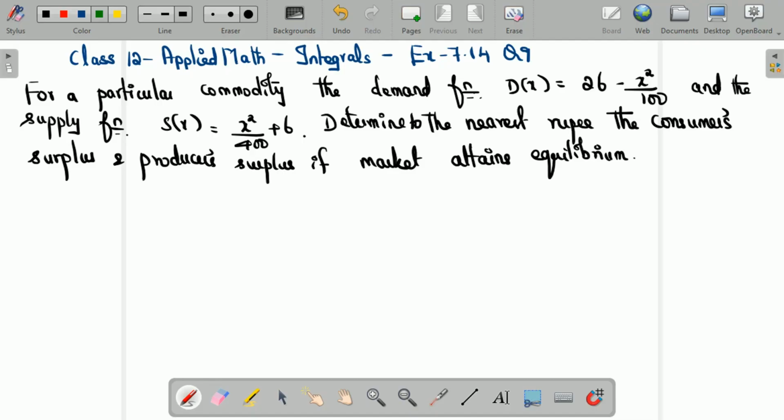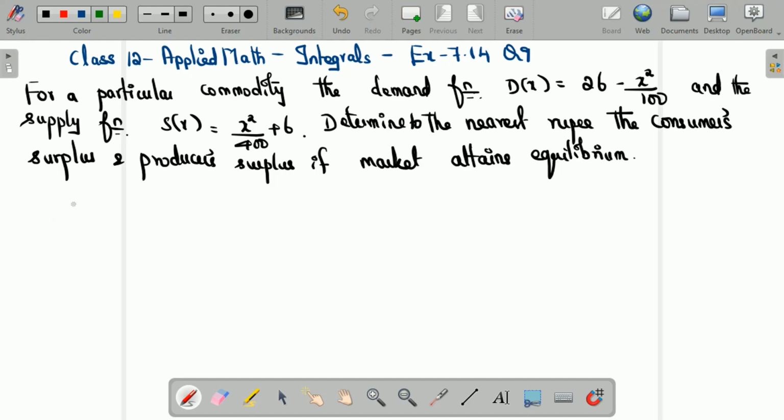In this video, let's find the solution for the ninth question in exercise 7.14. For a particular commodity, the demand function d of x is equal to 26 minus x square by 100 and the supply function s of x is equal to x square by 400 plus 6. Determine to the nearest rupee the consumer surplus and the producer surplus if market attains equilibrium.